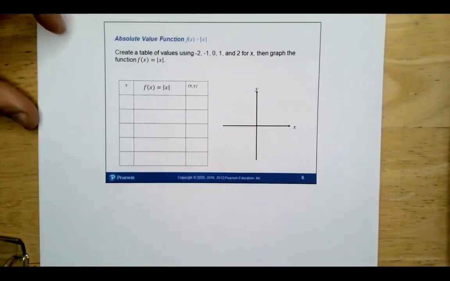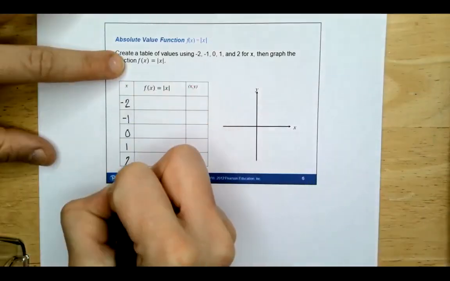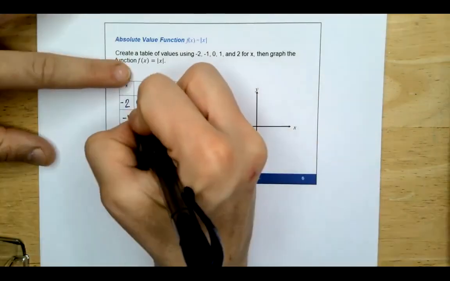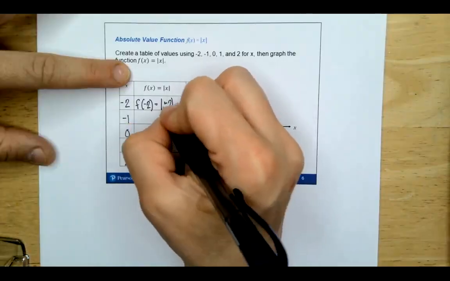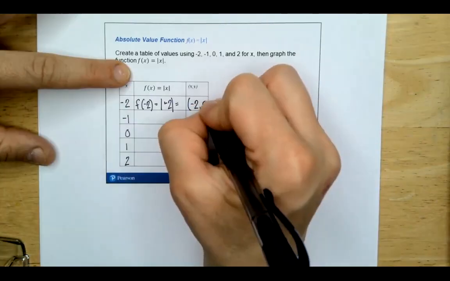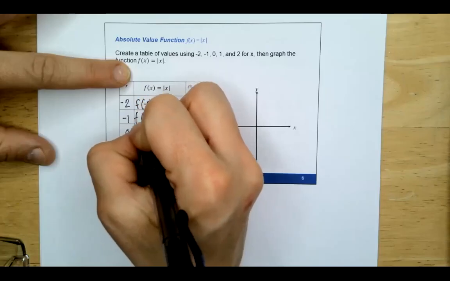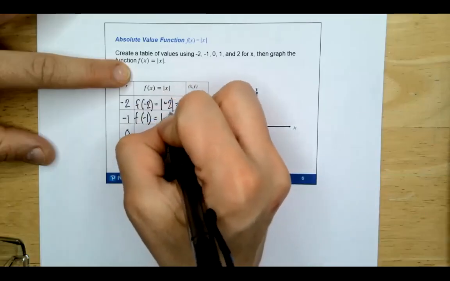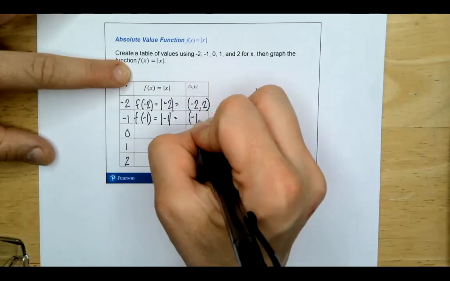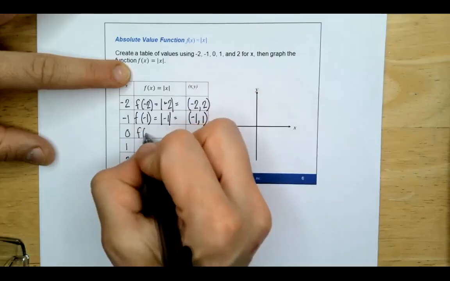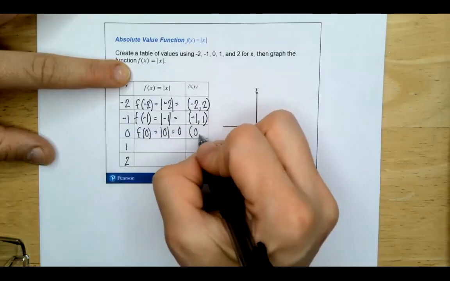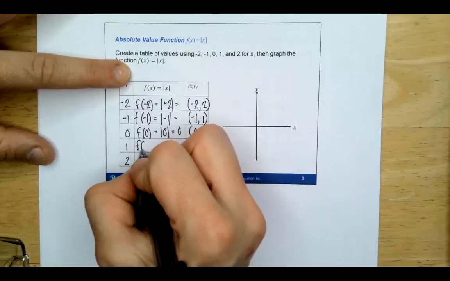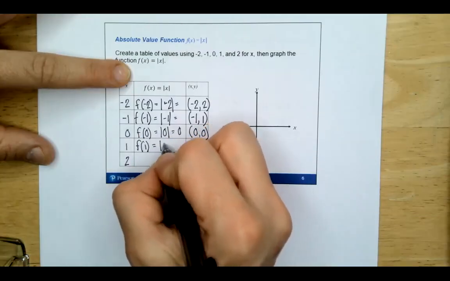Absolute value function. Think about the absolute value of our small numbers, -2, -1, 0, 1, and 2. 0 and its neighbors. So f of -2 is equal to the absolute value of -2, which is just 2. So -2, 2. -1 is going to be the same, it's going to be a +1. The absolute value of 0: how far away is 0 from 0? It's 0 units away. Absolute value of 1 is just a +1.